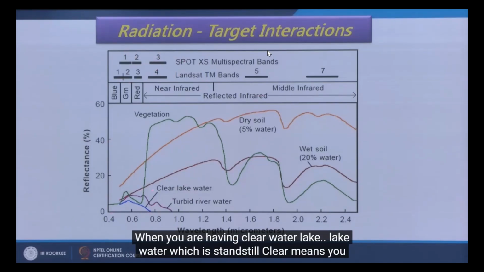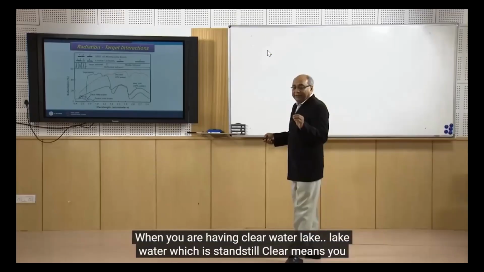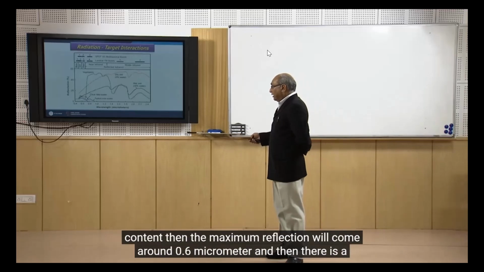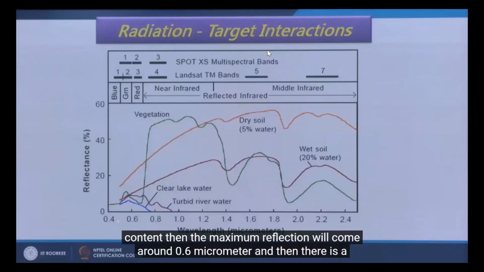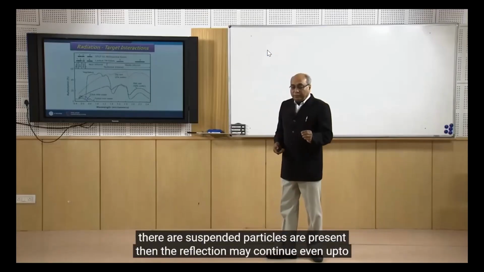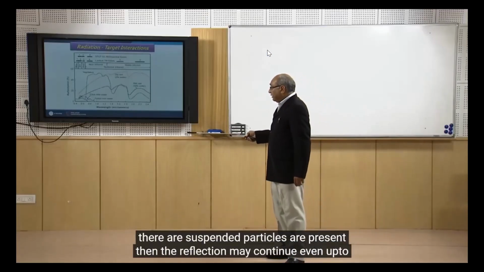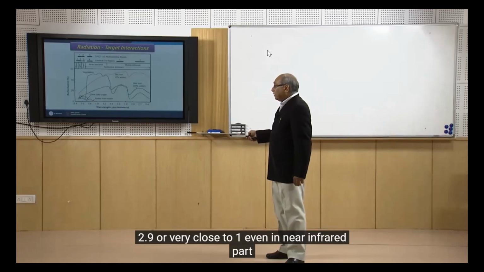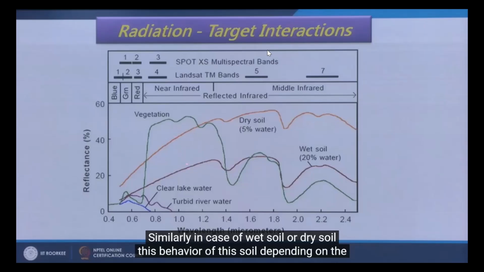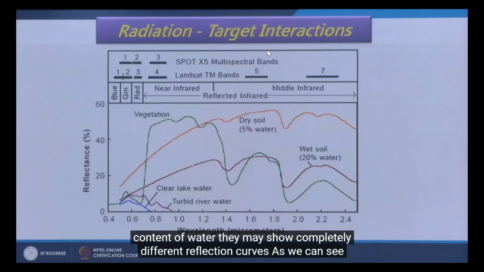When you have clear lake water which is standstill, clear meaning you don't have suspended particles, you may not have any algae or any chlorophyll content, then the maximum reflection will come around 0.6 micrometer, and then there is a total absorption beyond this range. Whereas if the water is turbid, that means there are suspended particles present, then the reflection may continue even up to 0.9 or very close to 1, even in near infrared. Similarly, in the case of wet soil or dry soil, depending on the water content, they may show completely different reflection curves.